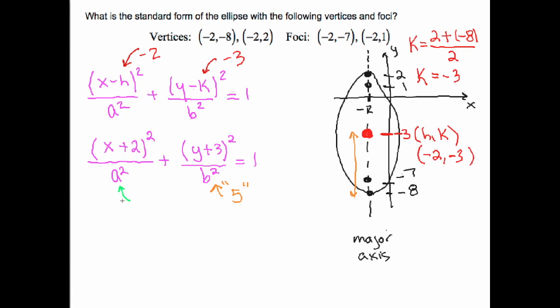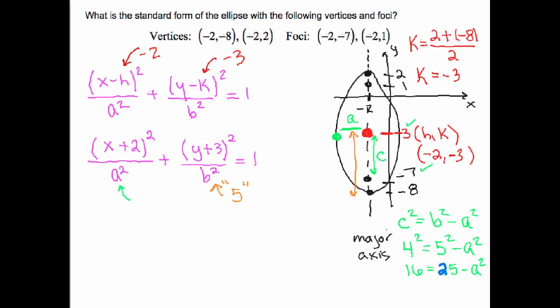Now we have to find a. I do have an equation for when I look for a, which is the distance from the center of my ellipse to either co-vertex. Here's a. Then c squared will be equal to b squared minus a squared, where c is given by the distance from the center to either of the foci. Well, that distance is the distance from -3 to -7. That's 4. So I have 4 squared is equal to b squared, which is 5 squared, minus a squared, and I can find a. I have 16 is equal to 25 minus a squared. So this means that 9 is equal to a squared. Beautiful. If 9 is equal to a squared, it looks like a would be 3.